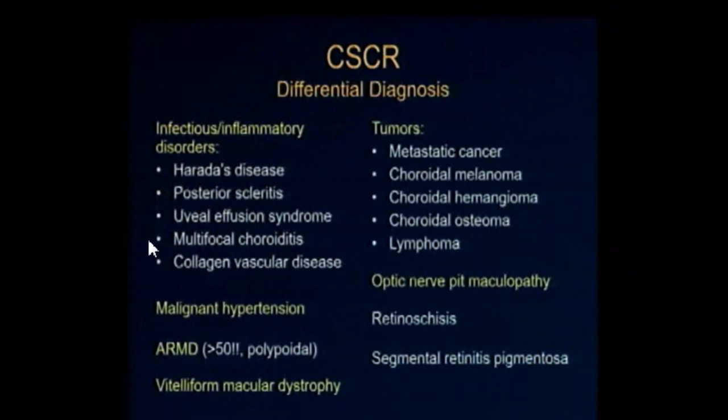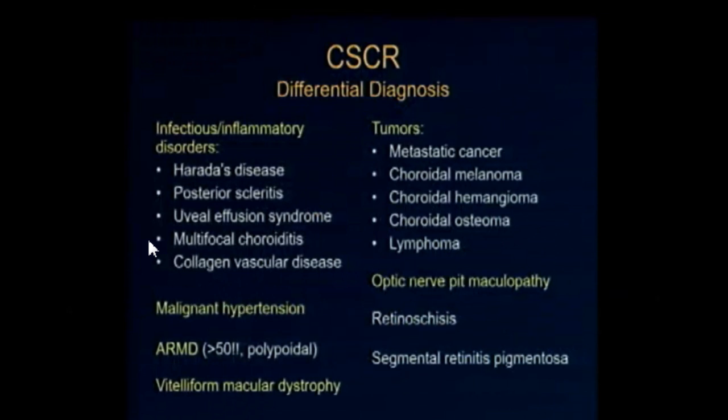But suffice to say that infectious inflammatory diseases that ooze fluid can look like CSCR. Malignant hypertension, of course, because you get choriocapillaris ischemia, which disturbs the RPE pump function, and therefore you no longer have that intact barrier function of the RPE, and you can get fluid. AMD with polypoidal, vitelliform macular dystrophy, especially in cases of chronic CSCR that have the yellowish fluid. It can look like Best disease. Tumors, because tumors can also leak. Optic nerve pit maculopathy with leakage coming from the optic nerve.